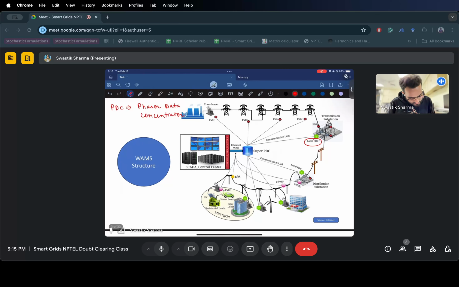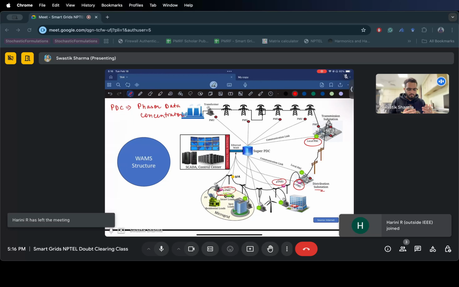You can also see that there is this micro PMU at the distribution side. So why are they called micro? It's because at the transmission side, your voltage levels are very high, right? But when you come to the distribution side, it's 11 kV, 3.3 kV, 400 volts, and even sub-distribution setups, right? So you can have multiple micro PMUs connected to this node, where these can store this distribution data.